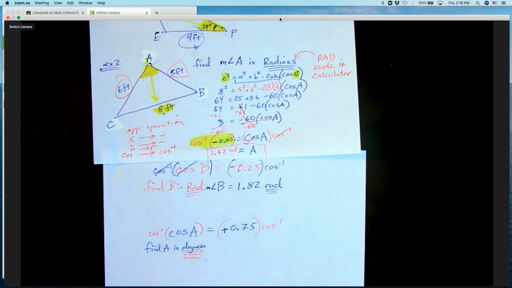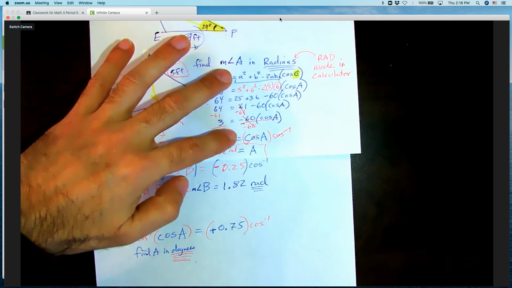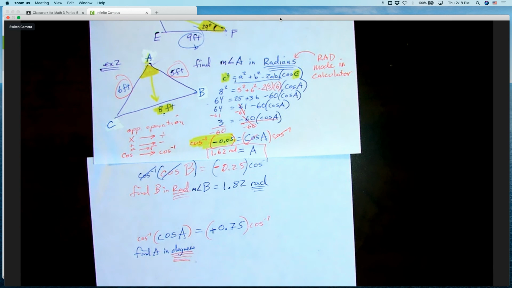Wait, are you in that mode? Let's see. Yeah, you were in radian mode. So just change that out. That's probably the trickiest part, organizing it and then making sure to switch between radian and degree.